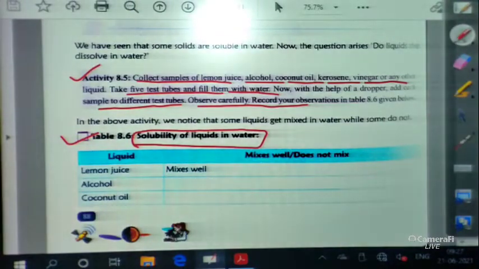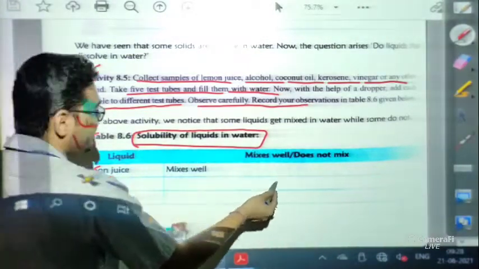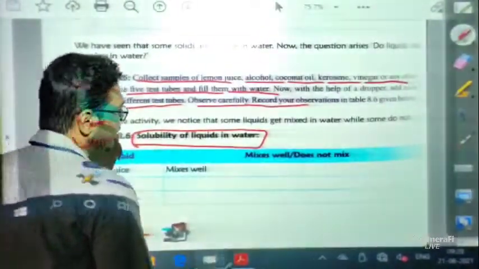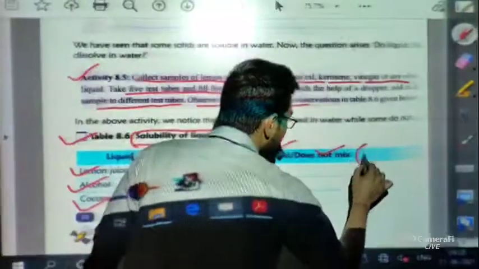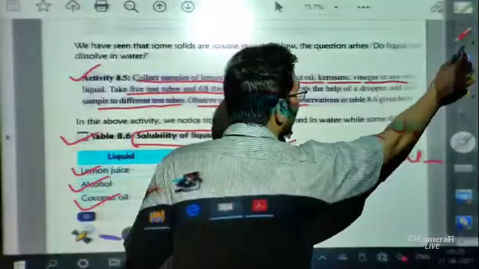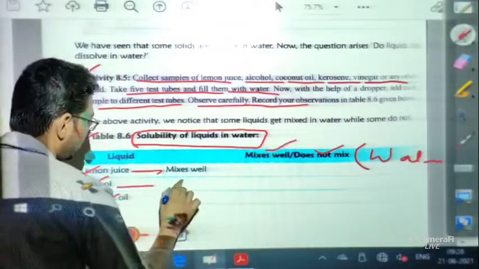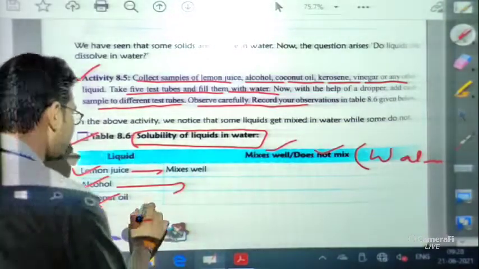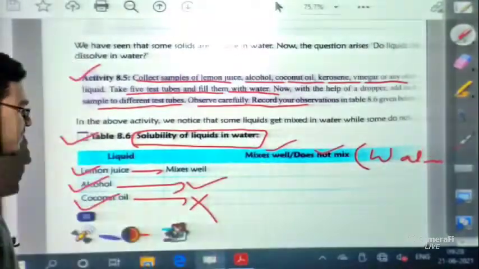Just have a look at this table. On the very left is written the name of the liquids: lemon juice, alcohol, coconut oil. In the right column, we have to write whether they mix well or don't mix with water. Lemon juice mixes well. If you put alcohol, it also mixes well, but coconut oil will not mix with water.